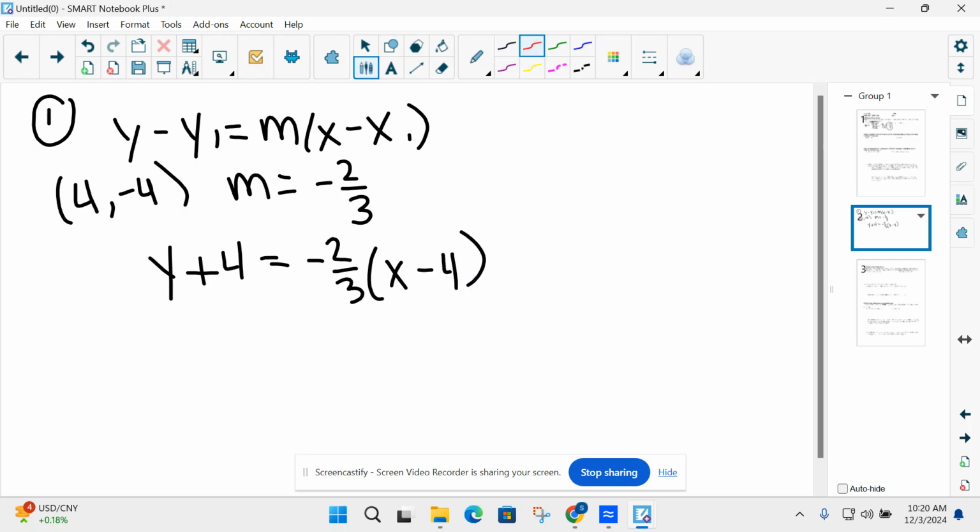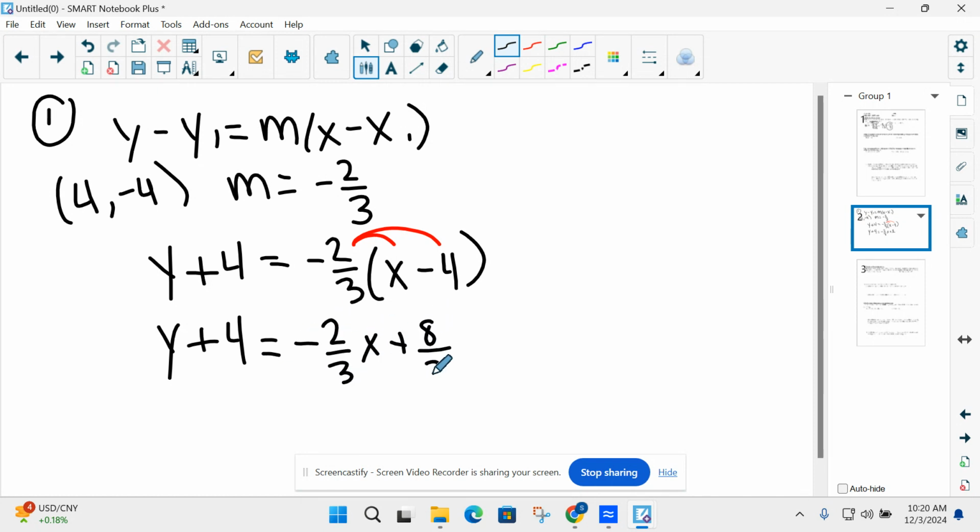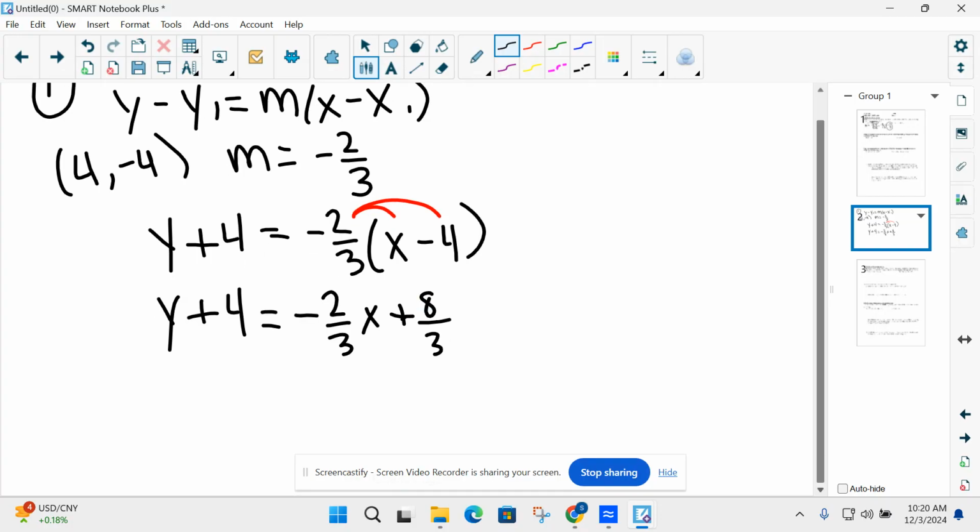Then we need to put this into slope-intercept form. So we have to get rid of the parentheses by distributing negative 2/3. So y plus 4 equals negative 2/3 x plus 8/3. Leave your fractions as improper, because as you see at the end, we will need to clear the fractions, and it's a lot easier to do when the denominators are the same and they're improper fractions.